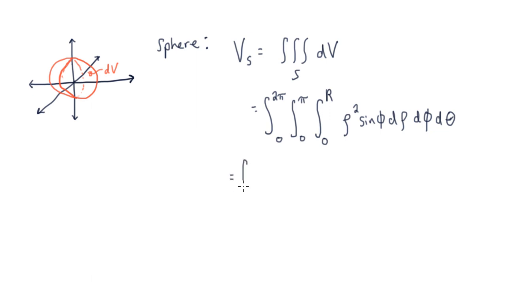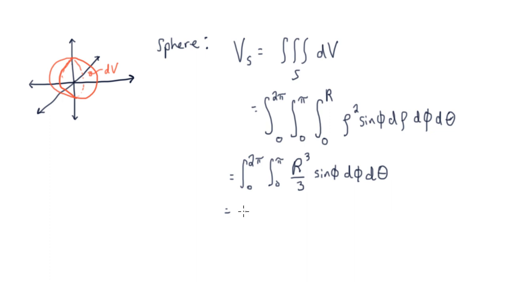So here we have 0 to 2 pi, 0 to pi. This rho squared, when I take an antiderivative, is just going to be rho cubed over 3, but I'm going to evaluate at capital R. So I get r cubed over 3. There's where the 3 is coming from in the 4/3, by the way. And then we have sine phi, d phi, d theta.